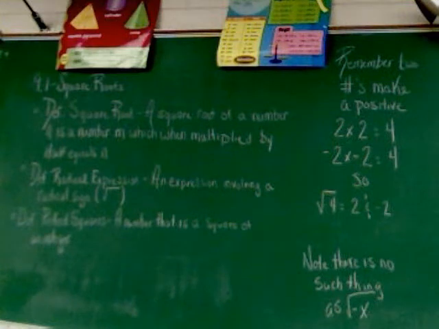Square root of a number n is a number m which when multiplied by itself equals n.